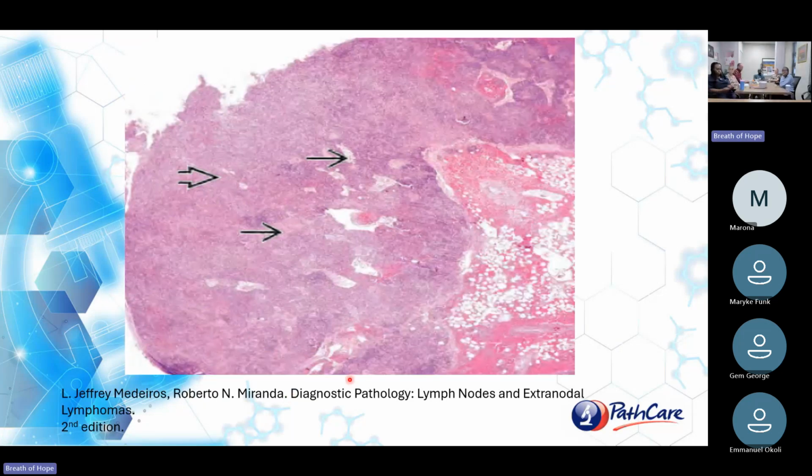This is a picture of a paracortical hyperplasia. You'll see the follicles are almost invisible, so we don't see those nice little circles. It's just that the tissue in between the follicles is so dense and hyperplastic that it has essentially drowned out the follicles.